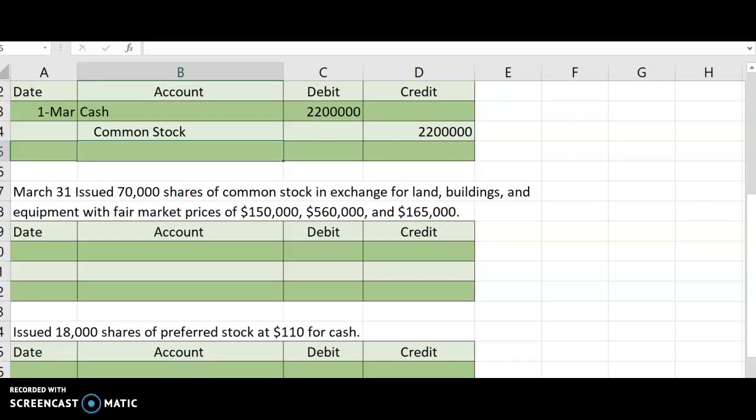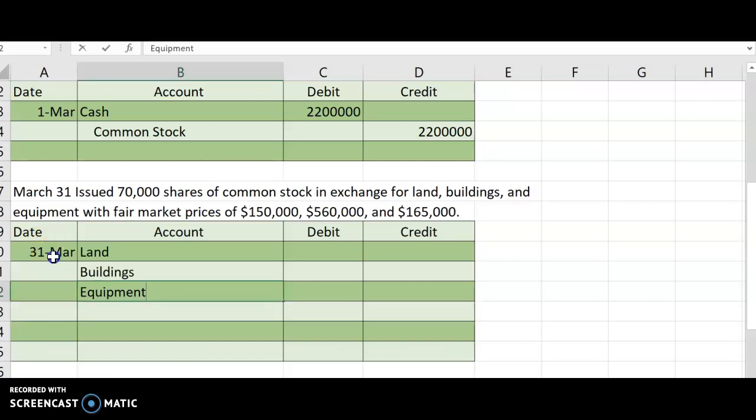Let's look at the next one. Okay, for this one, instead of getting cash, we're going to get assets, land, buildings, and equipment. It works the same, but instead of debiting cash, we're going to debit these assets. So I've entered the date, March 31st, and we received land, buildings, and equipment, so I debit these accounts. And you're going to record it at the fair market value, $150,000, $560,000, and $165,000.